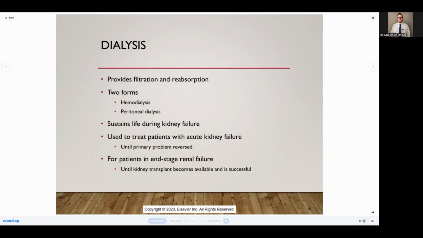This is the goal of dialysis: to sustain life during kidney failure. Whether that's acute kidney failure, we can do dialysis to keep someone alive and keep the filtering and reabsorption process going until we can restore some kidney function. And for people that have chronic kidney disease or are at the end stage of their kidney failure and are waiting for a transplant, or just trying to keep quality of life, we can use dialysis in that scenario.